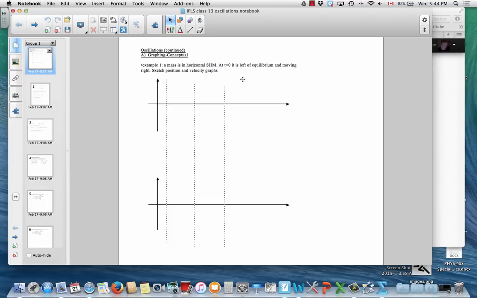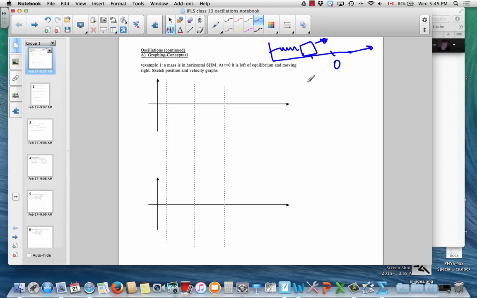Okay, so on the continuing topic of oscillations, first of all, just a conceptual exercise in graphing. Let's imagine that we have a mass in harmonic motion, and it's left of center, and we'll use the usual coordinate system where right is positive. That means it's on the negative side, and it's moving to the right. That's the direction of its velocity, and its position is negative.